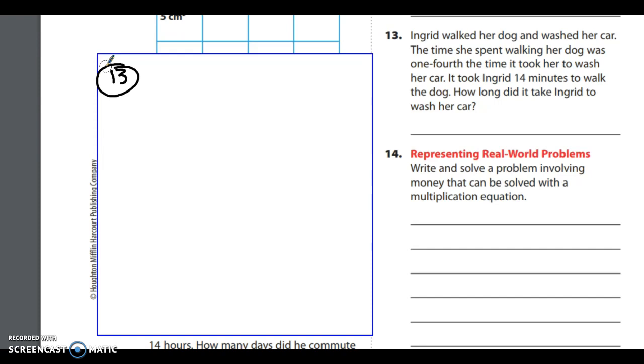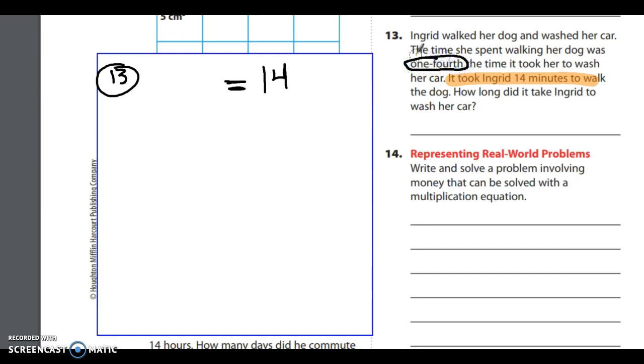So let's go read that again, figure out our variable, and also figure out what the operation is. She did 2 things. She walked her dog and she washed her car. And what we do know is how long it took her to walk her dog. It took her 14 minutes to walk her dog. So what I'm going to do is write equals 14. Now what does this mean right here? 1/4.